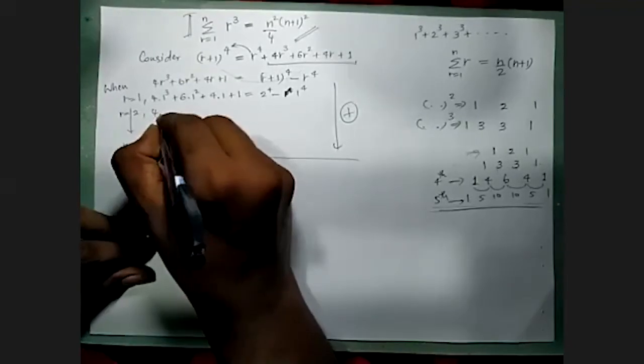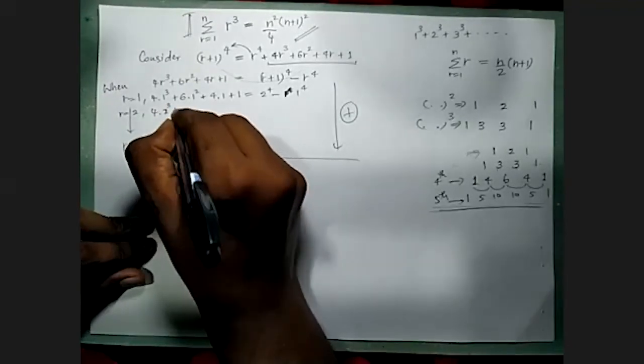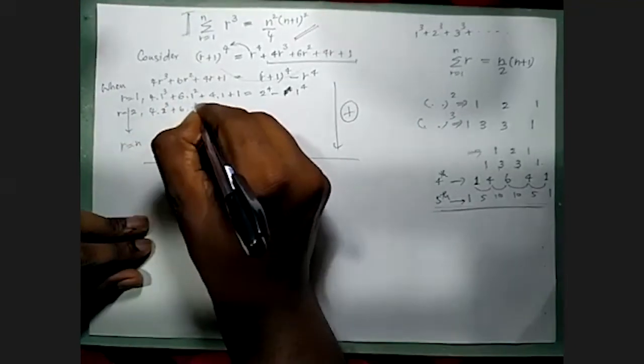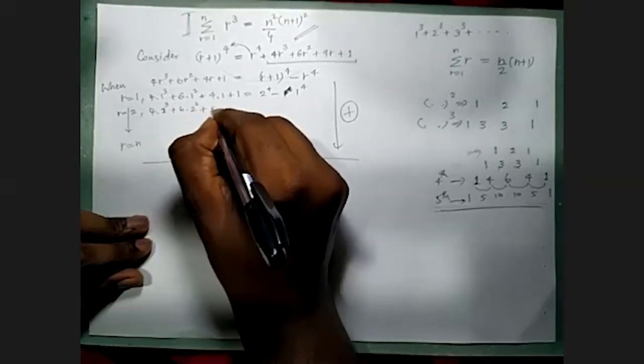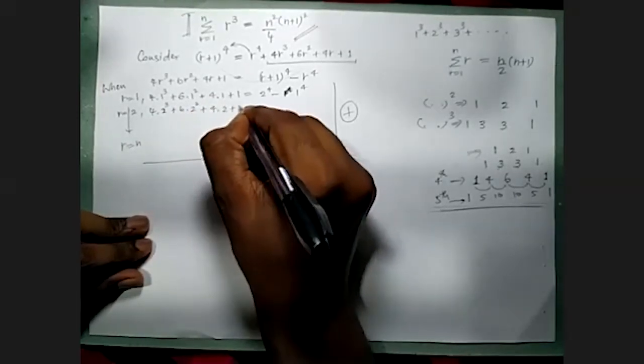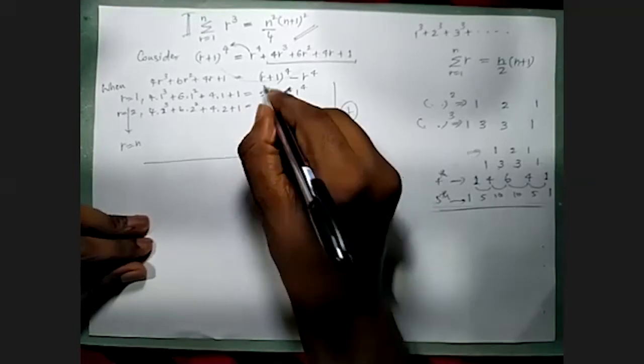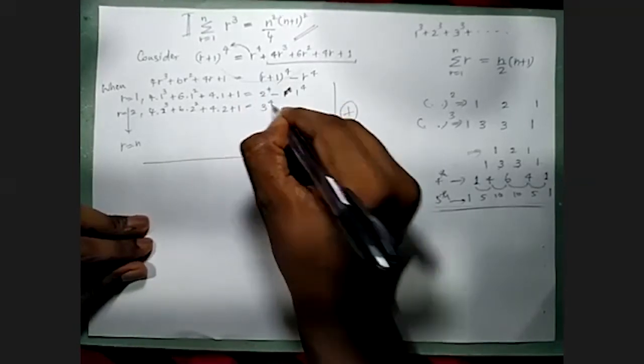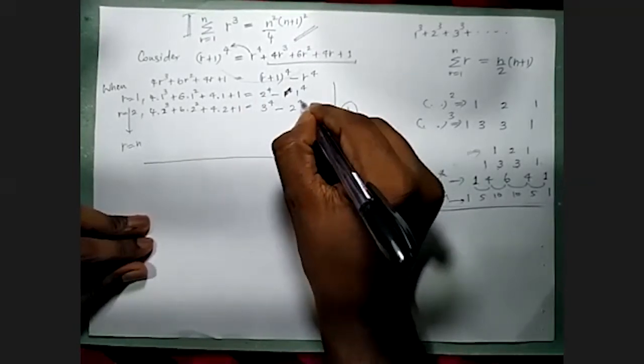Then when r equals 2, 4 into 2 cube plus 6 into 2 square plus 4 into 2 plus 1. Then here 2 plus 1, 3. 3 to the power 4 minus 2 to the power 4.